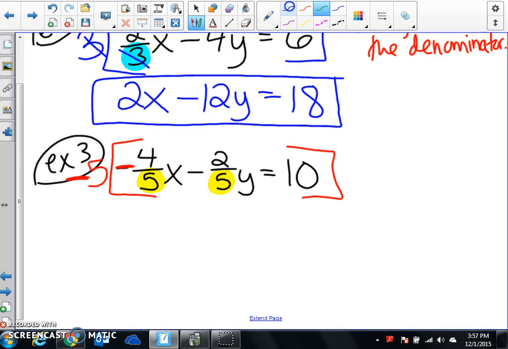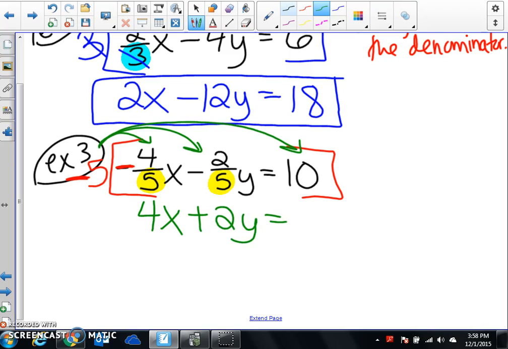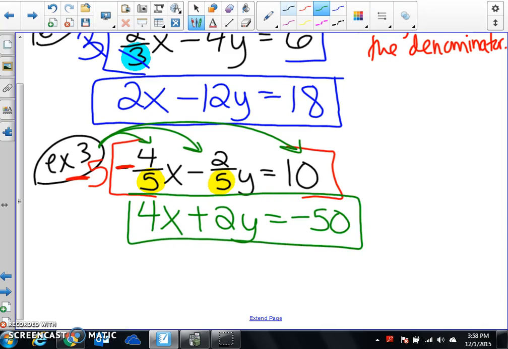Now I distribute. All right, so my negative 5's cancel, and my negative and negative is a positive, so I have a positive 4x. You can always put that in your calculator if you wanted to. Okay, and a negative is a positive. My 5's cancel, leaving me with that 2y. And then over here, negative 5 times 10 is negative 50. Before I finish, do I have any fractions? No. Is my A positive? Yes. Final answer.